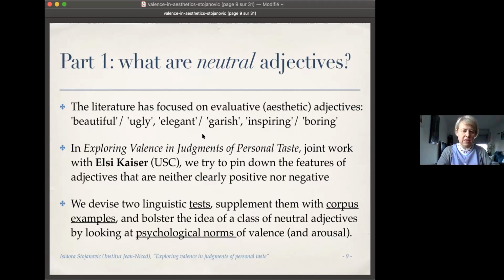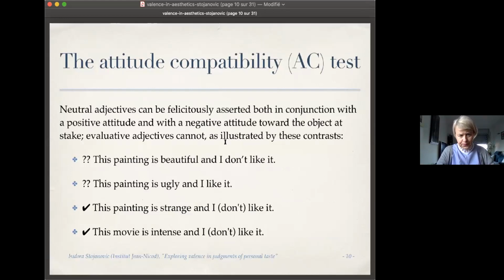As you'll see in a second, there is often an issue with those linguistic tests about what is felicitous, what sounds good, and what doesn't. And so what we need to do is back them up with the existence of a large class of examples. And then we will look at psychological norms of balance, and I will explain in a minute what those are. So the 2 tests that we are proposing, here is the first one. We call it the attitude compatibility test, and it is formulated as follows.